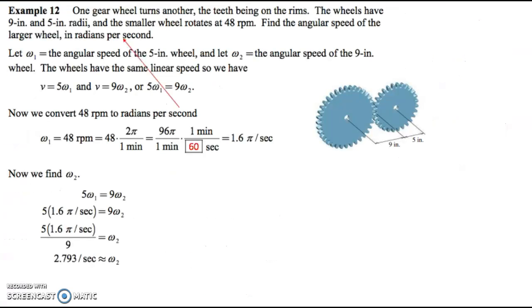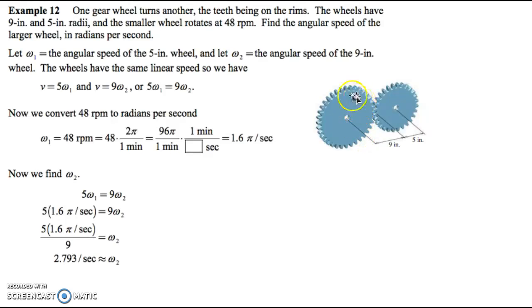One gear wheel turns another, the teeth being on the rims. So I've got the gears here with the teeth being on the outside. The wheels have a 9-inch and a 5-inch radii, so we know the radii of both of them. And the smaller wheel is rotating at 48 revolutions per minute. Find the angular speed. So we're looking for W of the larger wheel in radians per second.